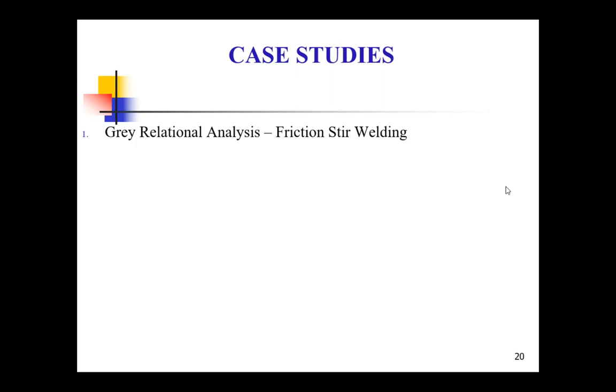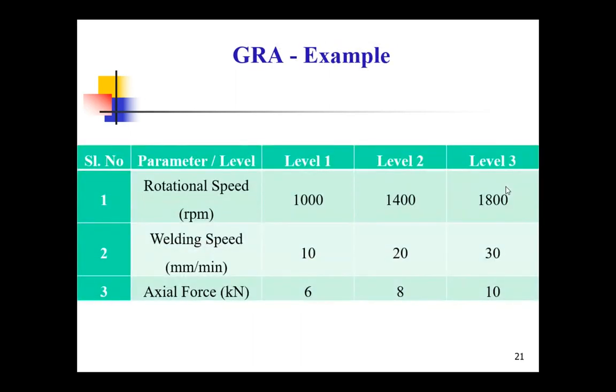For the generalized gray relational analysis, we are looking at an example of the friction stir welding process. Then we go with the hybrid Taguchi gray relational analysis. In the generalized gray relational analysis, we consider three parameters at three different levels: rotational speed, welding speed, and axial force in friction welding. For this, I am going to formulate an L9 orthogonal array.